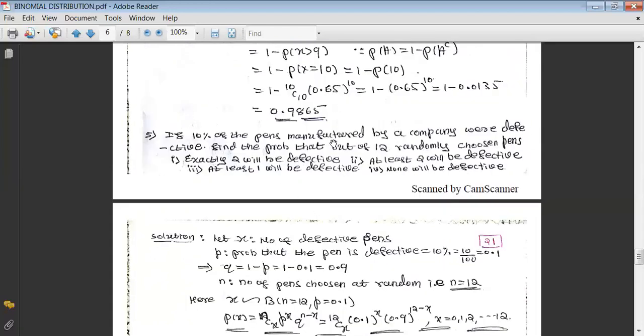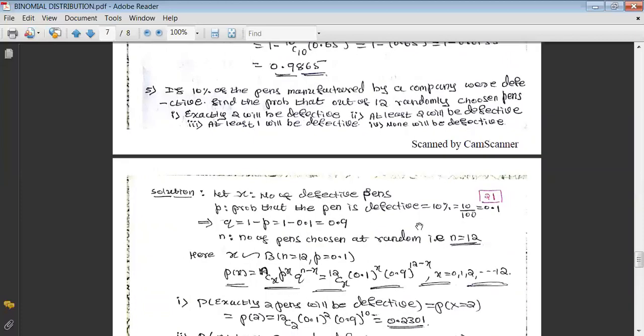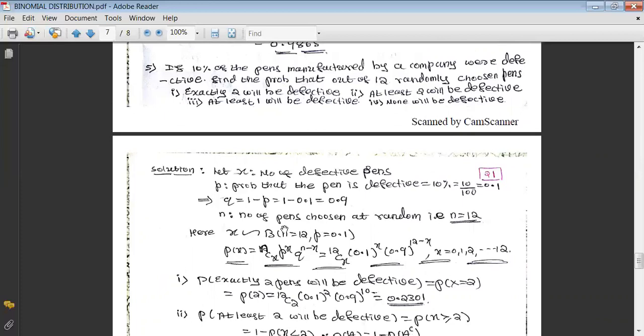They are given 10% of the pens manufactured by a company are defective, means 10% means 10 by 100, that one equals to percent means with respect to 100, that is 10 by 100 equal to 0.1, and q equal to 1 minus p, that is 1 minus 0.1 is 0.9, and n is number of pens chosen at random, that is in this case 12.